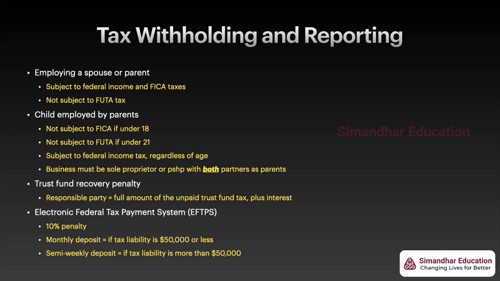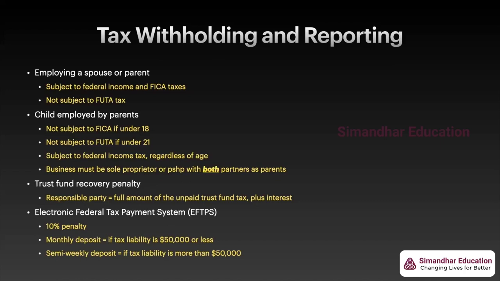Similarly, if you're working in an organization and you refer your kid to be hired in the same organization, there are different rules. When your kid is hired in the organization, they would not be subject to FICA if they're under 18. They would not be subject to FUTA if they're under 21, but they would still be subject to federal income tax regardless of their age, right?